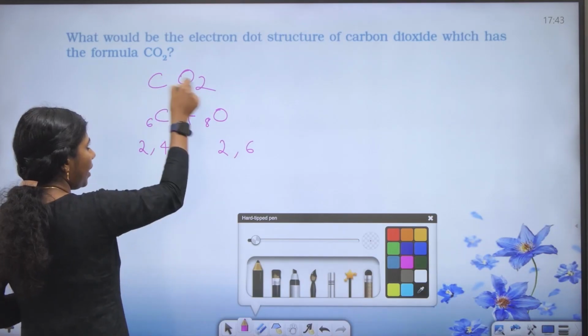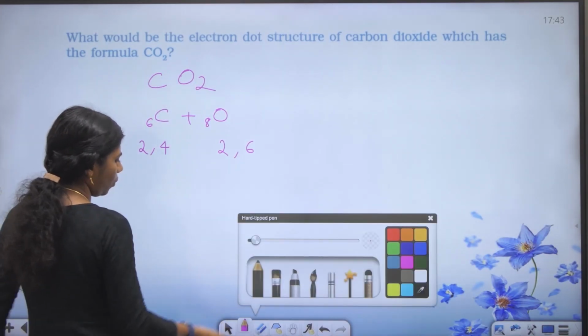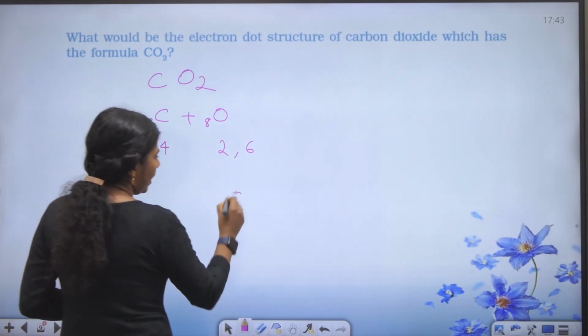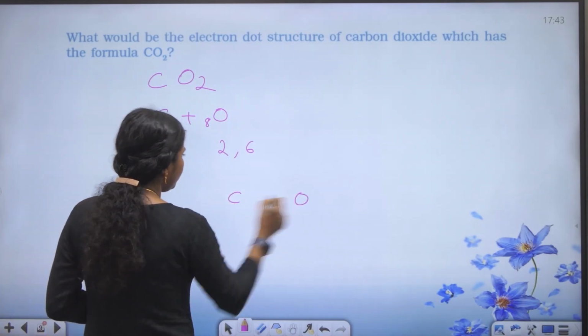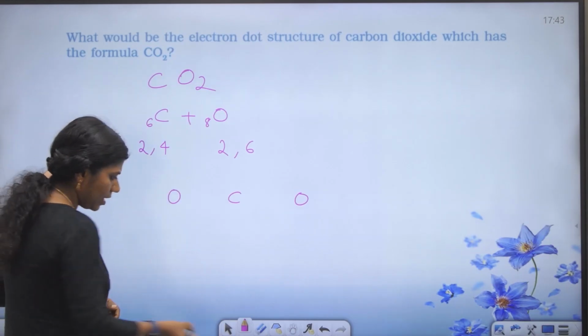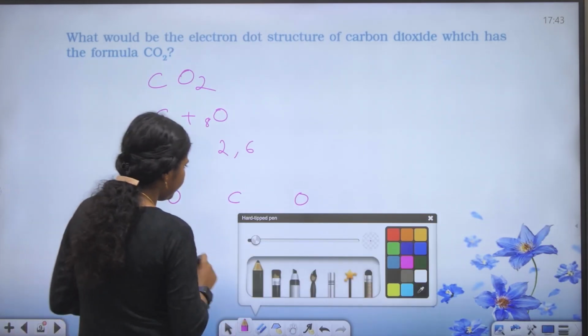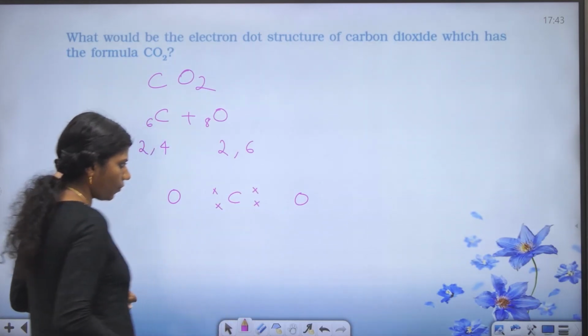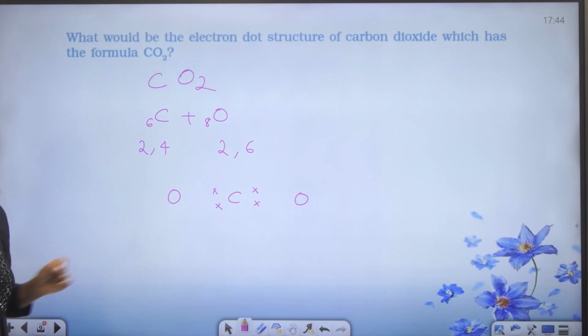Carbon and 2 oxygen atoms combine, because the formula of carbon dioxide is CO2. Each carbon atom requires 4 more electrons, but each oxygen atom requires only 2 electrons. In carbon dioxide, 1 carbon atom and 2 oxygen atoms are present. The number of valence electrons in carbon is 4: 1, 2, 3, 4. The cross symbol represents the carbon's electrons.